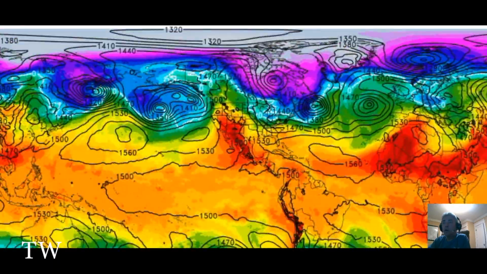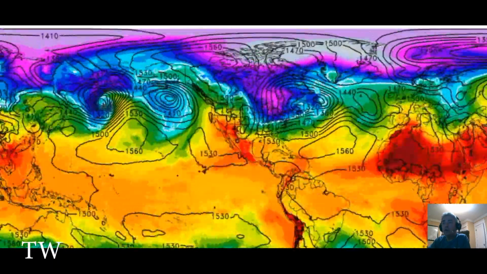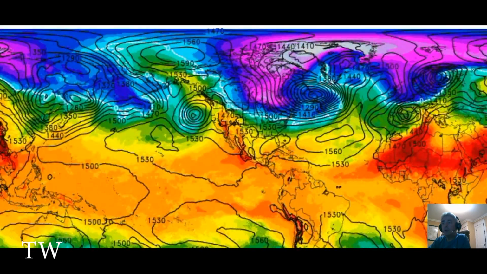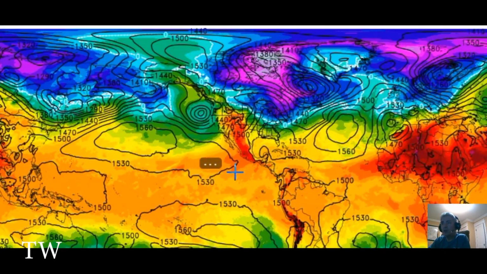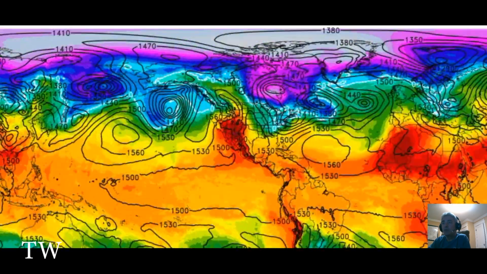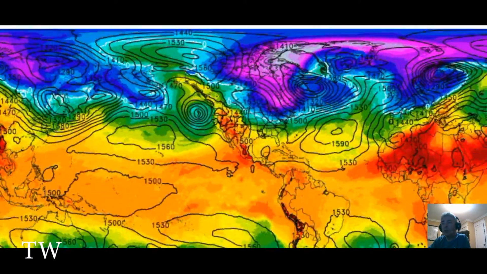So this is how this sort of thing happens when we get these crazy cold snaps. Now this is a little hard to see. This is the United States here. Here's South America. So that's the basics of how that happened.